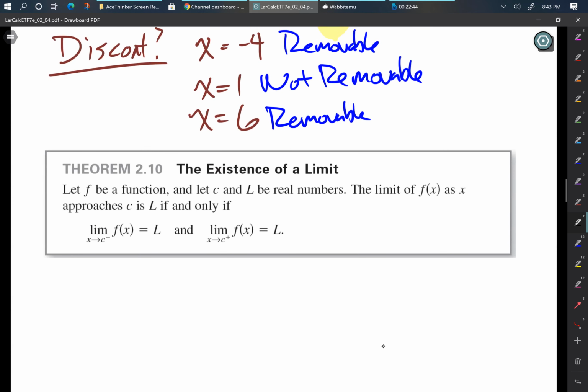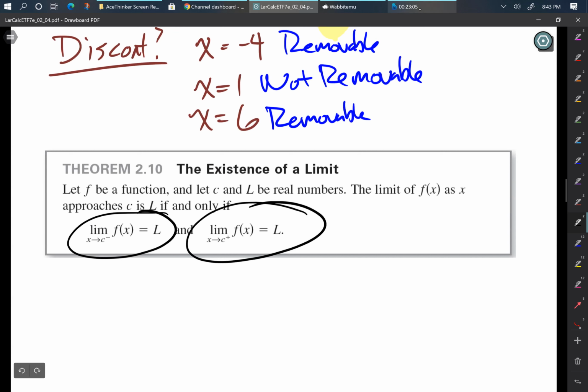All right, so here we get the final definition of a limit. It says that you only have a limit at c of L if the left-hand limit is L and if the right-hand limit is L. Now, we've been using this definition for a while. We just didn't have the notation or the terminology to call it left-hand limits and right-hand limits.